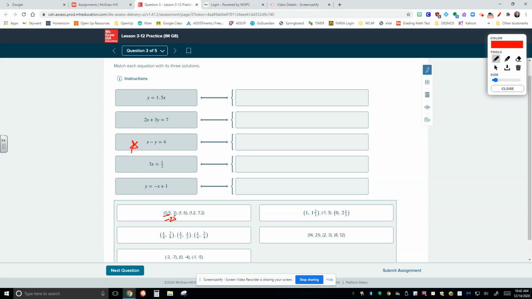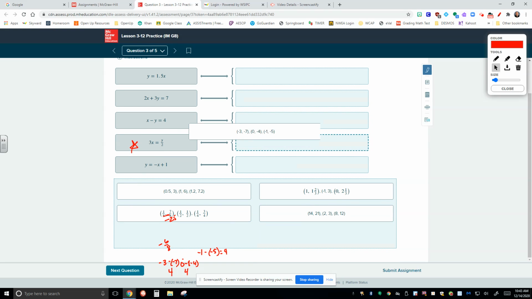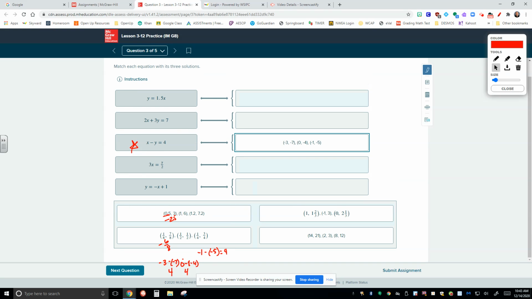1/8 minus 7/8, that one is going to be equal to negative 6/8. Negative 3 minus negative 7, that one equals 4. Okay, so I'm on a good start here. 0 minus negative 4, that one equals 4. Negative 1 minus negative 5, that one equals 4. Okay, I found one that works. So this one right here goes with this one right here.